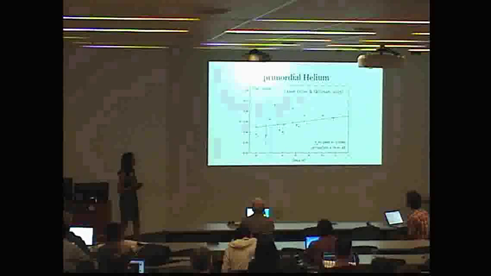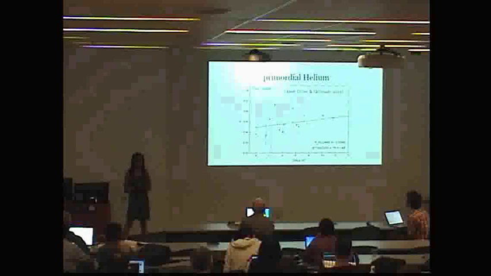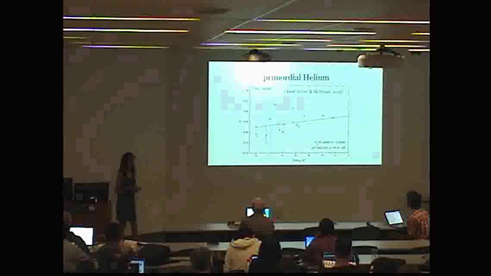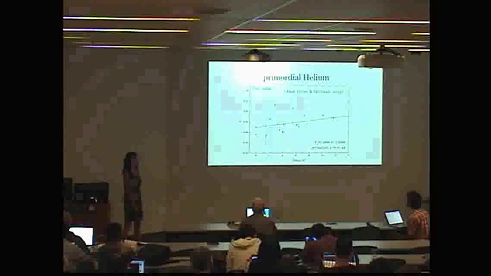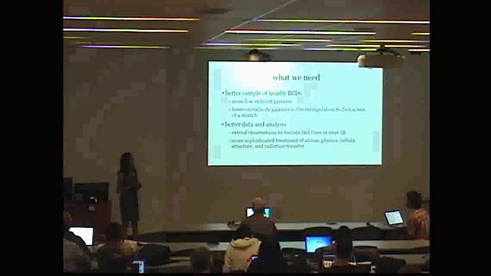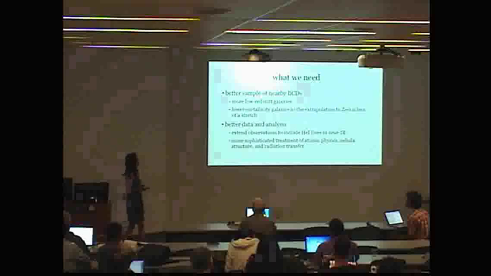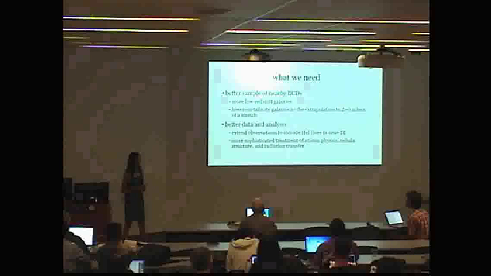And this is probably currently the best method for measuring primordial helium because they included the infrared 10830 helium line, and I'll talk a bit about the importance of that line a bit later. But you could see the scatter in this plot is still pretty high. So what we need is a better sample of nearby BCDs, and we need lower metallicity systems at low redshift so that the extrapolation to zero metallicity is less of a stretch. And we need better data on these systems and a better way of analyzing the data.